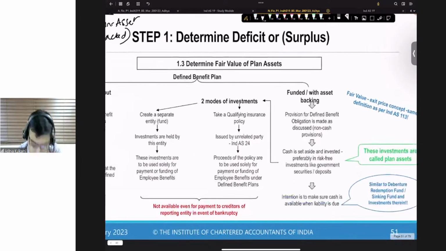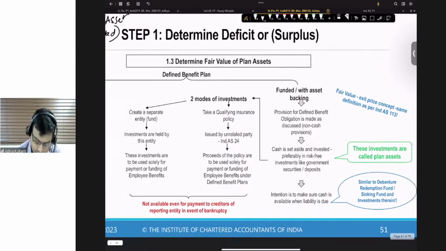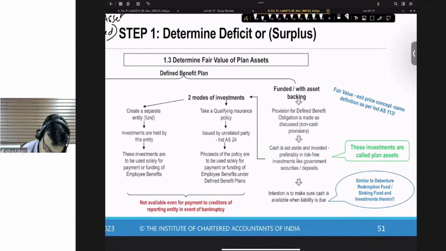Can I have funded with asset backing? Of course you can. So the provision you make as discussed, then you set aside the cash and invest. Sir, where to invest? Again, Ind AS 19 does not tell anything. But your intention here is not to invest to make profit. Your intention is to ensure that you are having cash or near cash instruments to convert into cash when employees retire or resign. So the intention is to make sure cash is available when the liability is due.